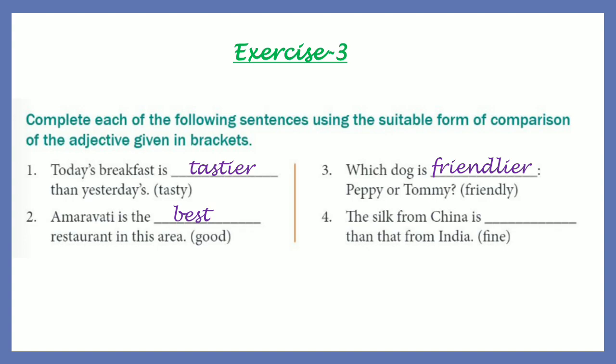Number 4. Children, take a note that in your textbook, number 4 and number 7 are exchanged with this in the video. So you just check out number 7 in your textbook right now. The silk from China is dash than that of from India. Fine is the given adjective and after the blank than is used, so before the than we are supposed to use a comparative degree. So here finer will be the correct answer.